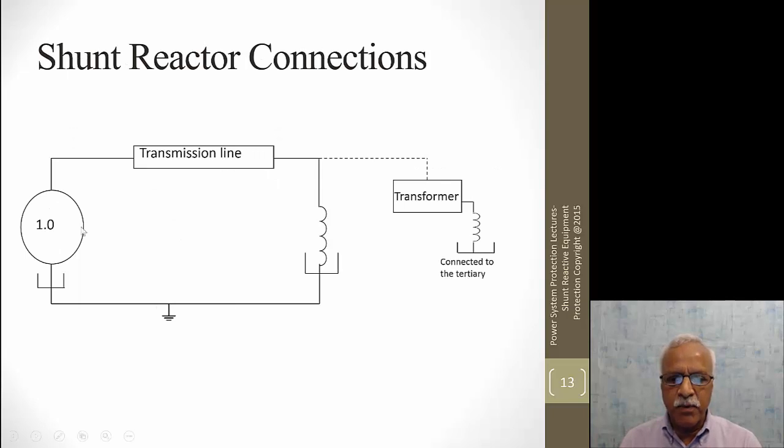If you put it effectively in a picture, this is a system at 1 per unit, and you have a transmission line, and this is the rest of the system, where you put the reactor either directly connected to the transmission system or through a transformer, by connecting the shunt reactor to the tertiary of the system. You should note that the high voltage systems are normally all grounded. So these connections are always grounded for shunt reactors directly connected to the transmission system, whereas these are ungrounded when connected to the tertiary.